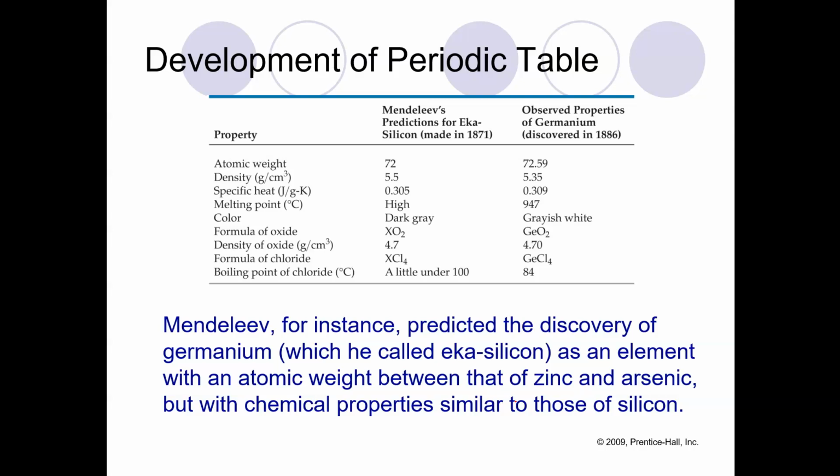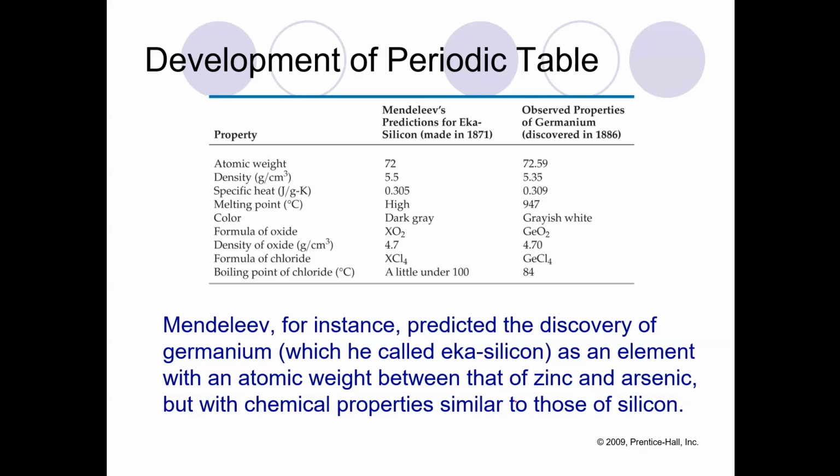They even predicted the color, and they were pretty close. It was gray. It was just a lighter gray than they expected. But all the way across the board, they predicted what germanium was going to be like before they even had a sample of germanium to test. These are the types of things we're going to be looking at.